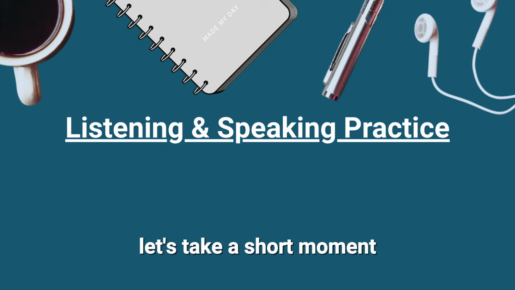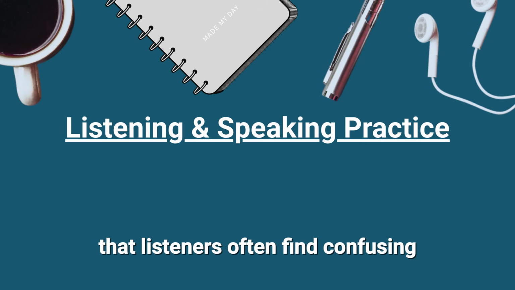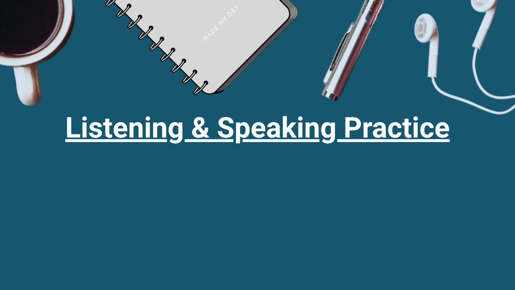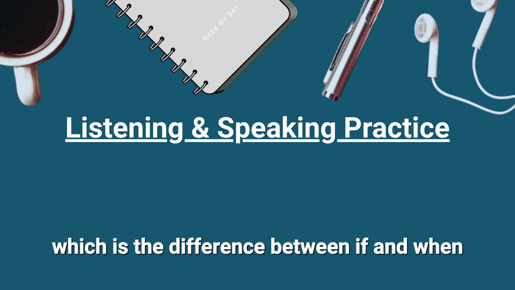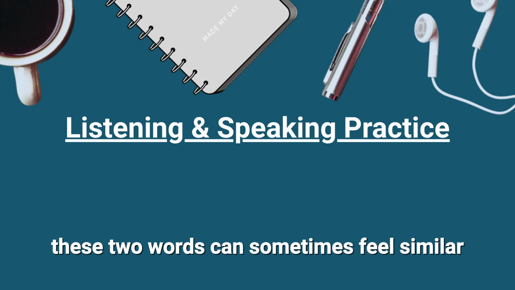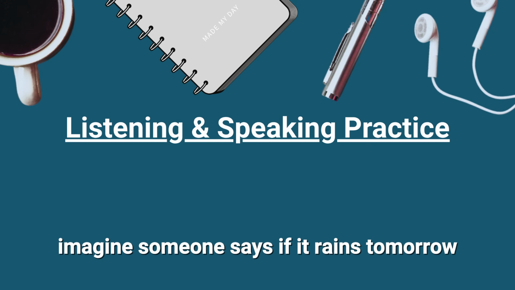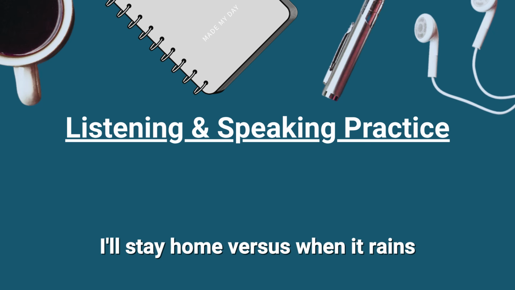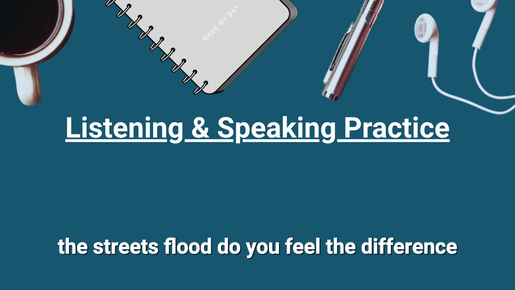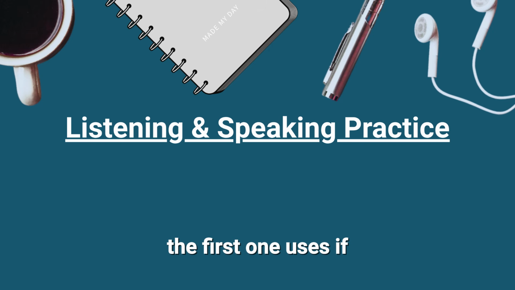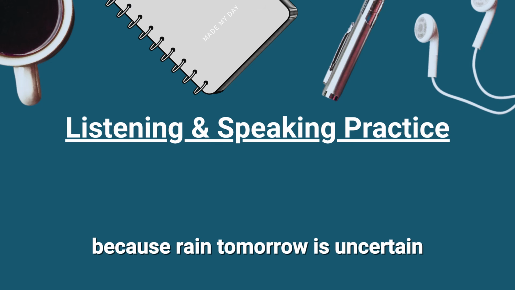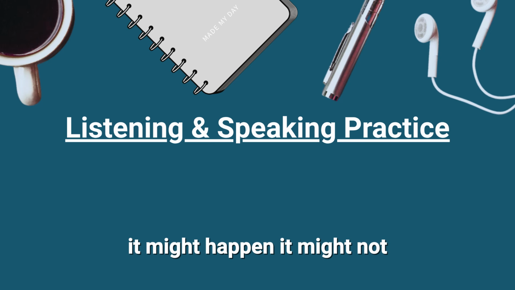Let's take a short moment to talk about something that listeners often find confusing, which is the difference between if and when. These two words can sometimes feel similar, but they actually carry different meanings. Imagine someone says, "If it rains tomorrow, I'll stay home," versus, "When it rains, the streets flood." Do you feel the difference? The first one uses if because rain tomorrow is uncertain. It might happen, it might not.